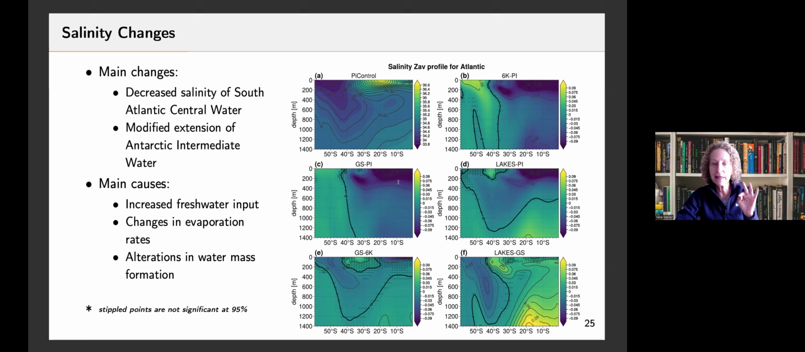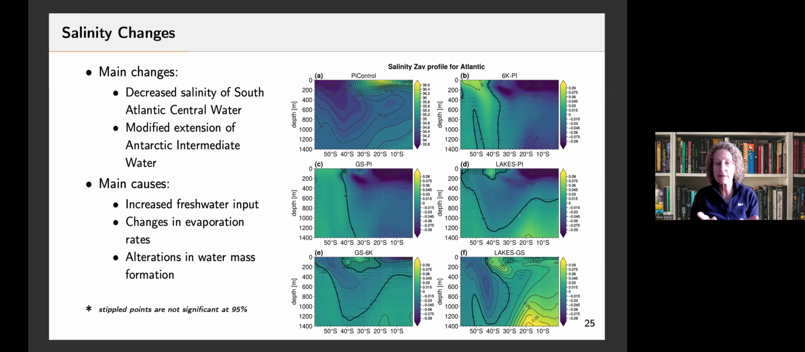And here we see again what happens with the green Sahara. We can see it's somewhat similar to the orbital case, but we see some differences, especially at depth, associated with the lakes experiment. So we can see that the impact of having these mega lakes, or the increased lake levels and lake areas, will have an impact on water masses that are important for the uptake of CO2.